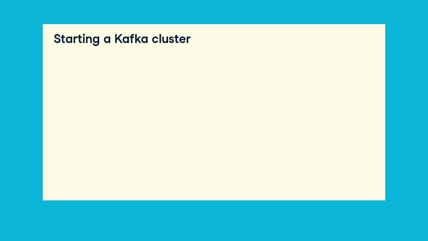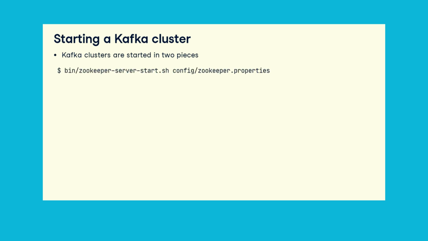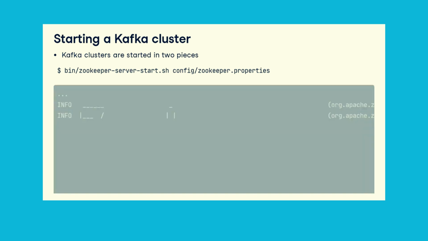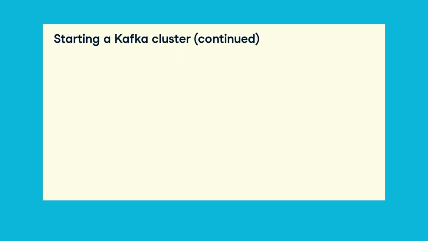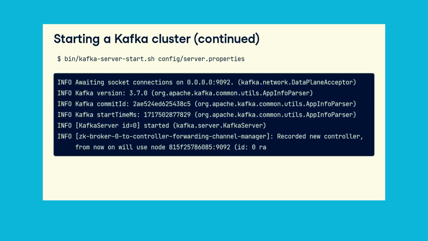Kafka servers are started in two steps. The first is using the command bin/zookeeper-server-start.sh config/zookeeper.properties. This starts up the basic ZooKeeper server and the configuration details found in the zookeeper.properties file. There's an extensive amount of output that will vary based on your system. The second part is the bin/kafka-server-start.sh config/server.properties command, which will start the actual Kafka services as defined in the server.properties file.